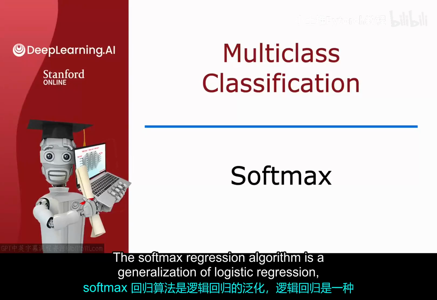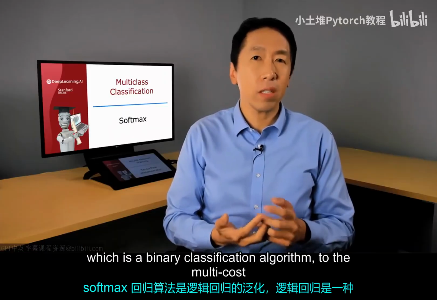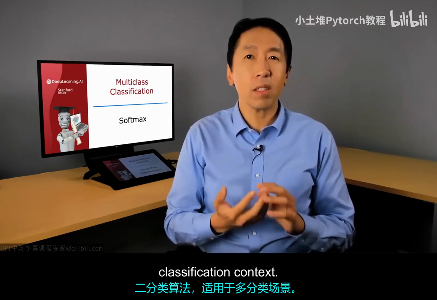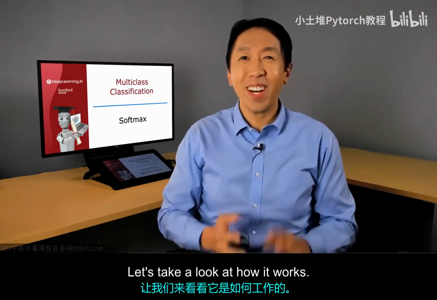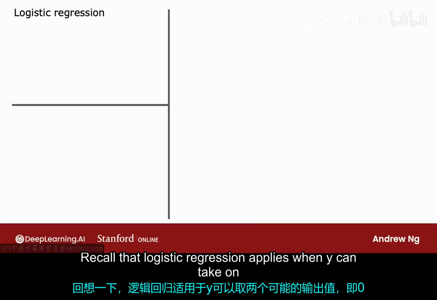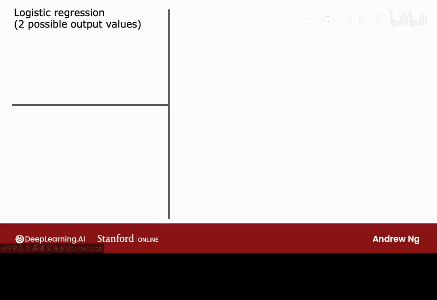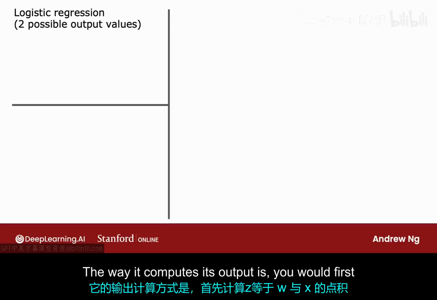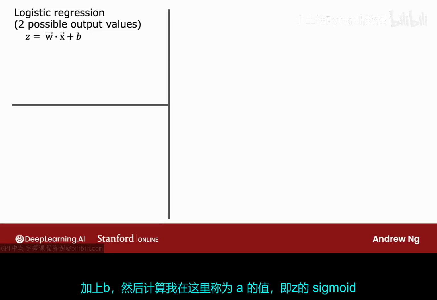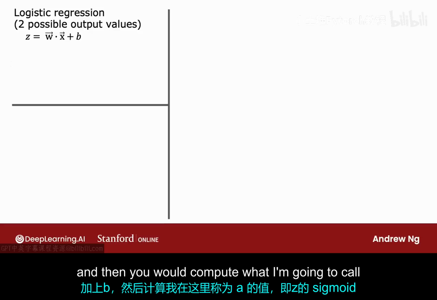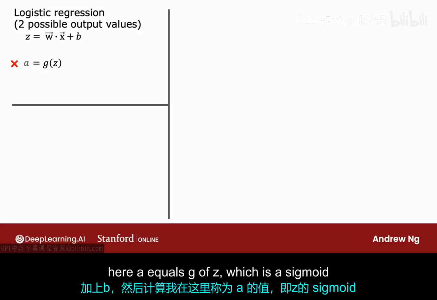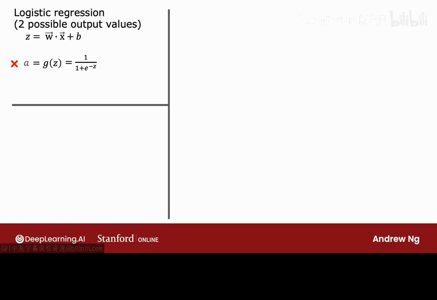The Softmax regression algorithm is a generalization of logistic regression, which is a binary classification algorithm, to the multi-class classification context. Let's take a look at how it works. Recall that logistic regression applies when y can take on two possible output values, either 0 or 1. And the way it computes its output is you would first calculate z equals w dot product with x plus b, and then you would compute what I'm going to call here a equals g of z, which is a sigmoid function applied to z.